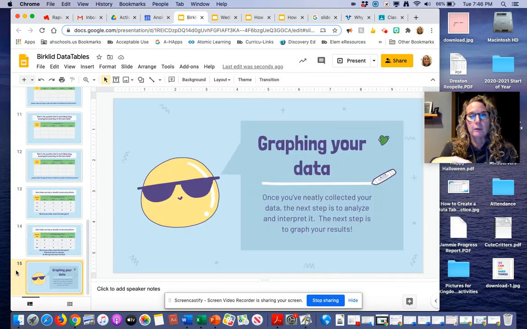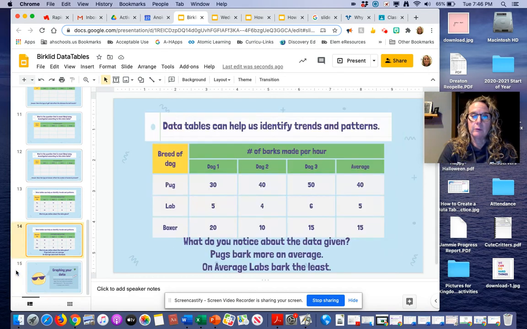So the next step then would be to take that and make it into a graph. And graphs actually make our data even easier to analyze. So that's the next step, which is to analyze and interpret your data. So we would take this data table that we have here and we would turn that into a graph. And that is what we will talk about next week.